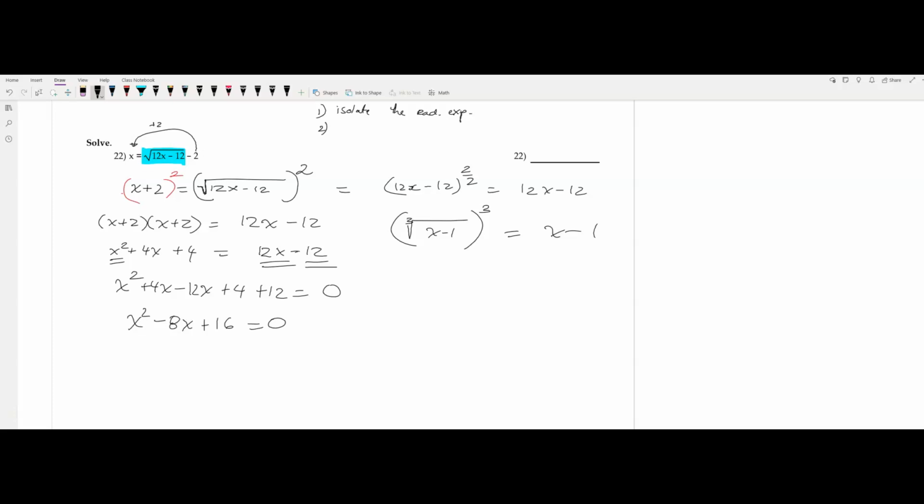Alright, so I'm going to factor this. When I factor this, I should get x and x, factors of 16 where the sum is equal to negative 8. Well, negative 4 times negative 4 is positive 16, and negative 4 plus negative 4 is negative 8. So negative 4, negative 4. Okay? Which means that x minus 4 times x minus 4. So, x minus 4 is equal to 0 when x equals 4.